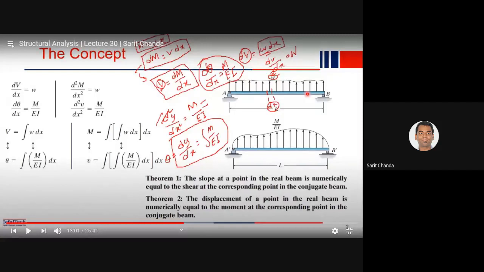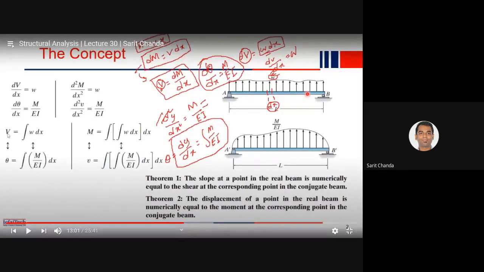So once you draw the conjugate beam, at any point where you want to find the deflection or the slope in a real beam, find the shear force and bending moment at that location in the conjugate beam. Whatever the shear force and bending moment is at a particular point in the conjugate beam, the same value will be equivalent to the slope and deflection in the real beam. That is explained here, if you see the right side in analogy.